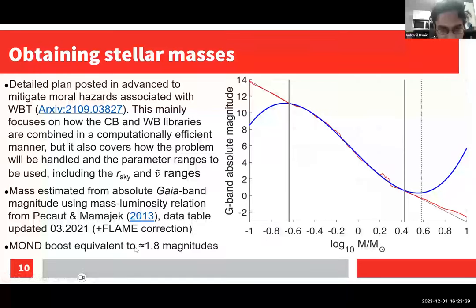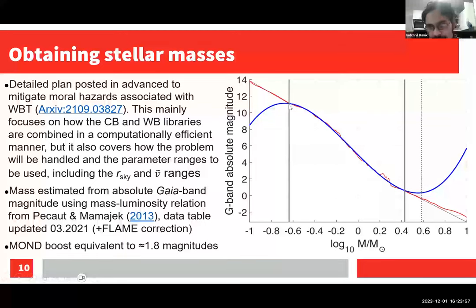What you should understand is that that's equivalent to 1.8 magnitudes in the G band, which is obviously quite a lot compared to the tiny scatter we see about the blue polynomial fit to the Pecaut and Mamajek mass-luminosity relation. That's shown in red, and obviously has various small-scale irregularities arising from the complexities of stellar physics.